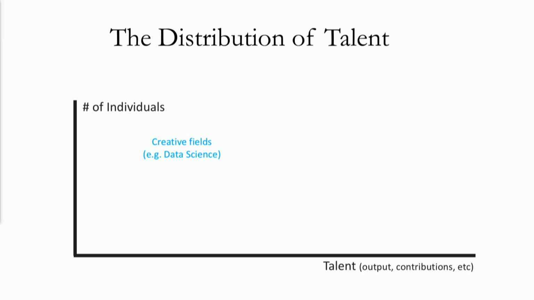However, for creative fields, which I very much think data science is a part of, you get a different distribution. No longer are you constrained by physical abilities. It's limited only by your brain. And you get a different distribution. You get this fat right tail. Now, with this type of distribution, it's possible for the best ones to be 10 times better than average.